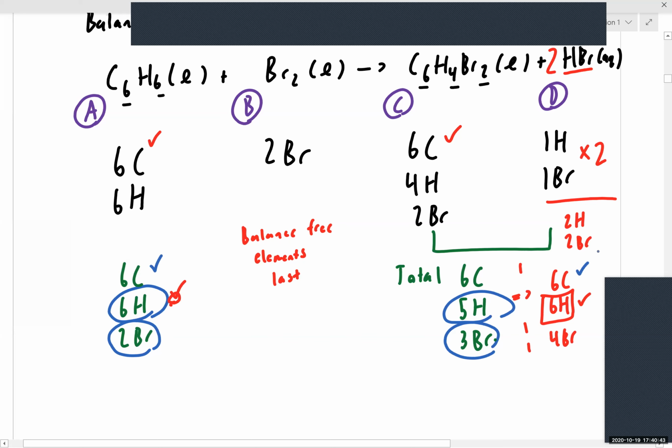Carbon is still balanced, but bromine is not balanced. If we have 4 bromines on the right and 2 bromines on the left, 2 times what would give us 4 bromines? What coefficient do we need in front of Br2? 2. Yep. Exactly right. Perfect.